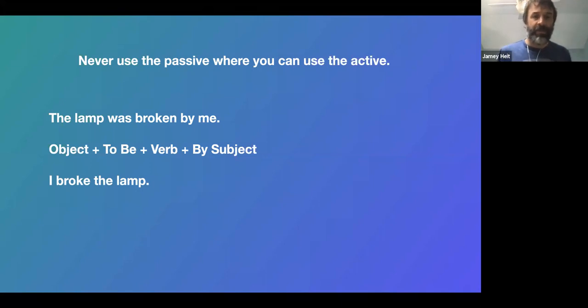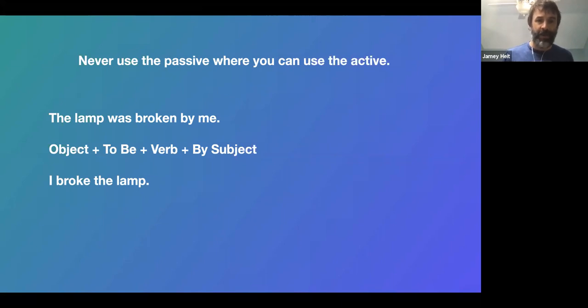So back to our example, the lamp was broken by me. The point of the sentence is that someone broke the lamp. That's the key action. But with a passive voice construct, the person doing the breaking, me, is pushed to the end of the sentence. Passive voice pushes the subject back, and that de-emphasizes what is going on. What the sentence is about is someone breaking the lamp.